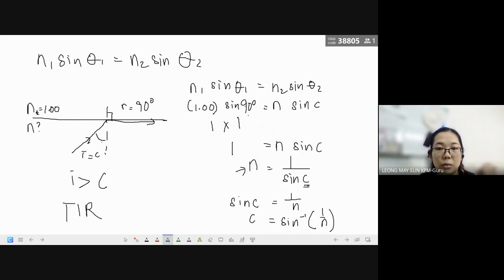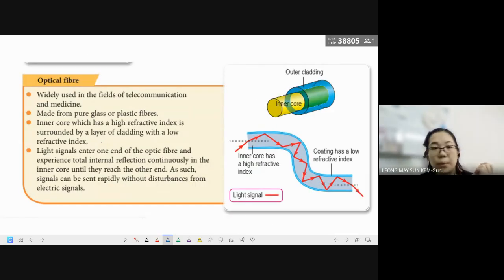Okay, so all right, I have to stop here already. It's already 9:30. So 2 days later, today's Friday, so on Sunday, we'll continue on with the application of total internal reflection and the next subtopic. Okay, so up to here, is there any question that you guys want to ask me?